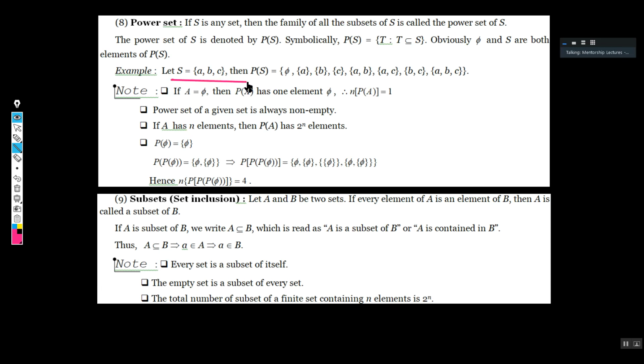Soham, so S is equal to {A, B, C}. P of S is the same; I have taken 1, 2, 3, and he has taken A, B, C. That's only the difference. And I think Miloni said this: null set is also a subset. Yes, Miloni, always it is a subset.